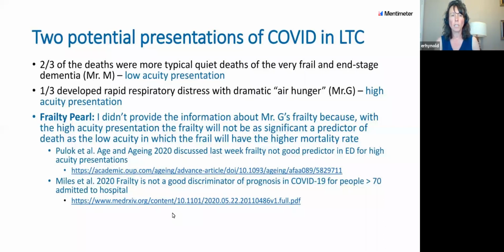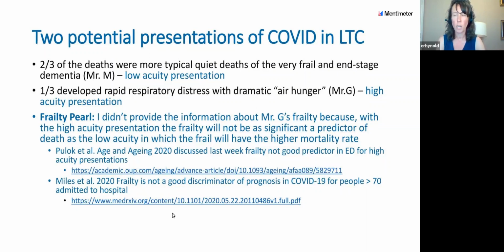And last week I told you about a recently released study from Pollack et al., where these were people presenting with non-COVID to the emergency department, and the high acuity, the frailty was not as good a predictor of mortality as it was for low acuity presentations.